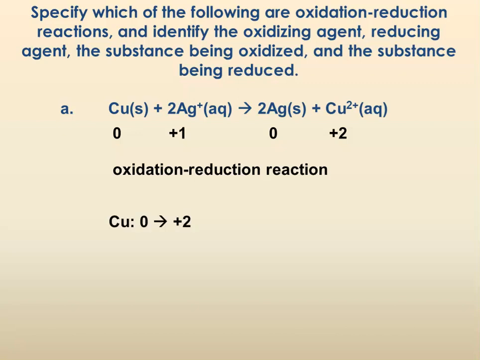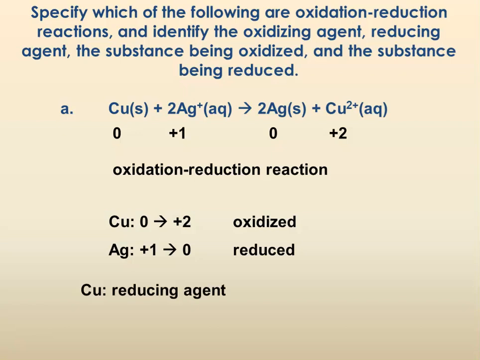Because copper increased in oxidation number, it was being oxidized. And because copper is by itself on the reactant side of the equation, we'll talk about the agents in a second. Sorry, I wasn't sure if that was coming up now or not. Silver went from +1 to 0, so it was decreasing and therefore being reduced. If we look at our oxidizing agents and reducing agents, copper was oxidized. It was an atom by itself, so it's also acting as the reducing agent. Silver was not by itself initially. Silver was an ion, +1, so the silver ions were acting as the oxidizing agent in this particular example.